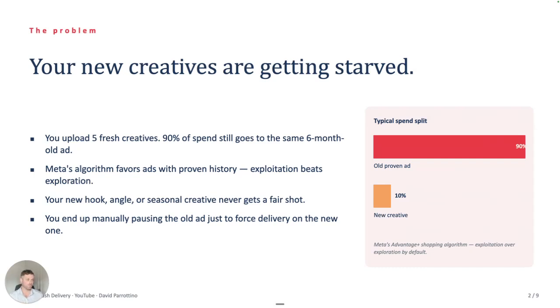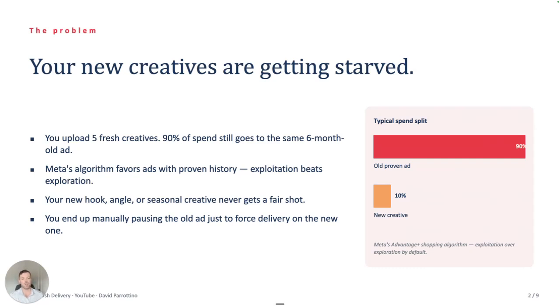Makes sense, right? The problem with this is if you have a high degree of confidence in an ad and you want to put it in an ad set and you want it to get spend, we all know that Meta often does not give that ad spend. And so your new hook, your new seasonal angle, your new creative never gets a shot under this model.